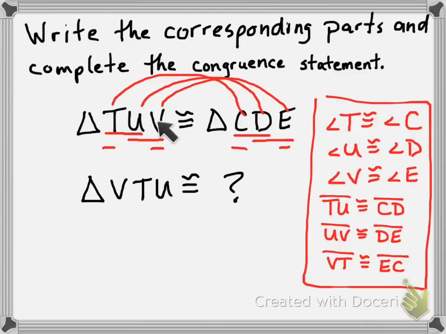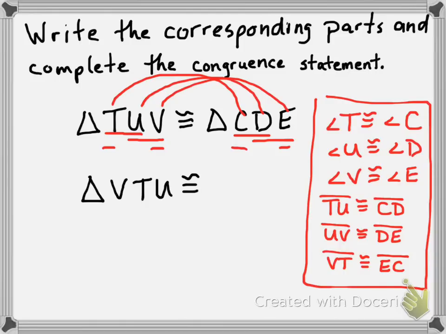Okay, so all that's happened is they renamed the first triangle, so I'm going to have to rename the second triangle to match. So instead of TUV, they named it VTU. Well, that doesn't change much. I just need to match the angles. So the first one is a V. Well, V matches E, right? And the second one is a T. Well, T matches C. And the third one is a U, and U matches D.